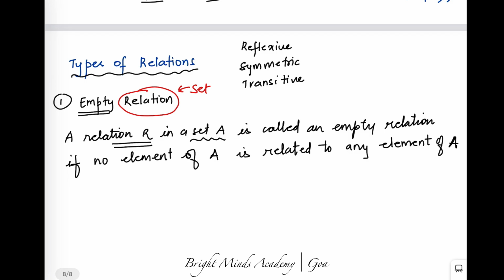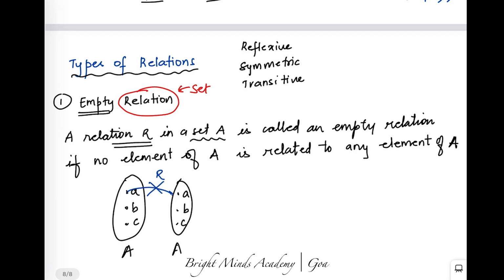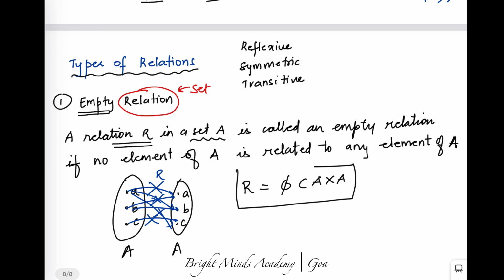So basically what are we saying? We are saying that there is a set A, let's say having elements a, b, c, and the same set A again having elements a, b and c. Now there is a relation R such that a is not related to a, or a is not related to b, or a is not related to c, or b is not related to b, b is not related to c, nothing. No element in A is related to any element in A. So there is no relation at all. In this case, the relation R, which is a set, is going to be a null set. And once again, the null set is always a subset of the Cartesian product. So this is how we define something known as an empty relation.